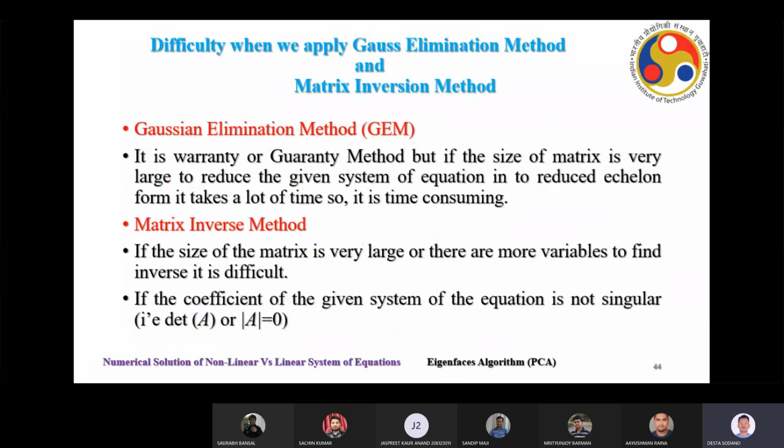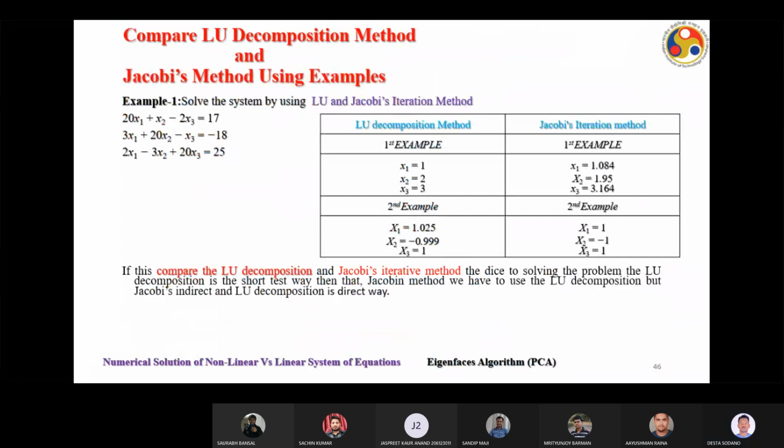Also, here let us compare LU decomposition, lower and upper triangular decomposition, and also the Jacobi method. LU decomposition is a direct method, and the Jacobi method is an indirect or iterative method. One common system of simultaneous equations with a 3 by 3 matrix size is given. As the table shows, we can see the iterations and the difference between the solutions of both methods for the given function.